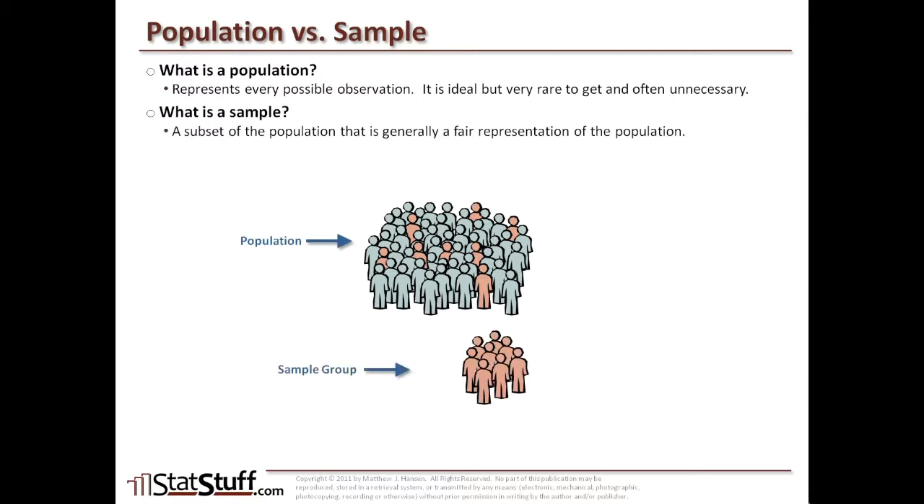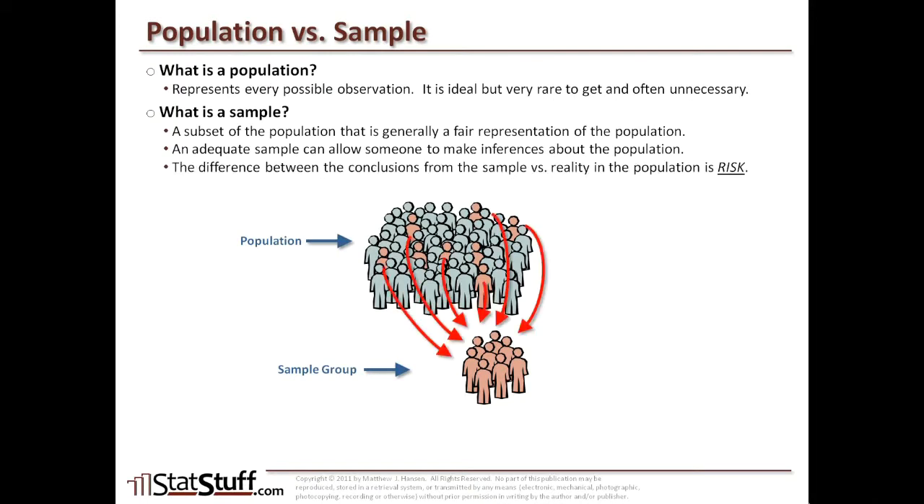Now, compare that to a sample. A sample is basically a subset of the population. That is, it's generally a fair representation of what that population should look like. There should be an adequate sample size that allows us to make appropriate inferences about the population. But the difference between the conclusions coming from the sample versus the reality of the population itself is the risk that's involved. So, does the sample truly represent the population fairly?